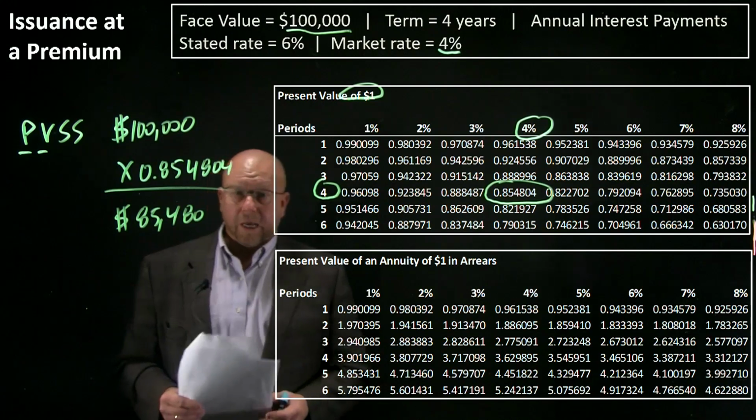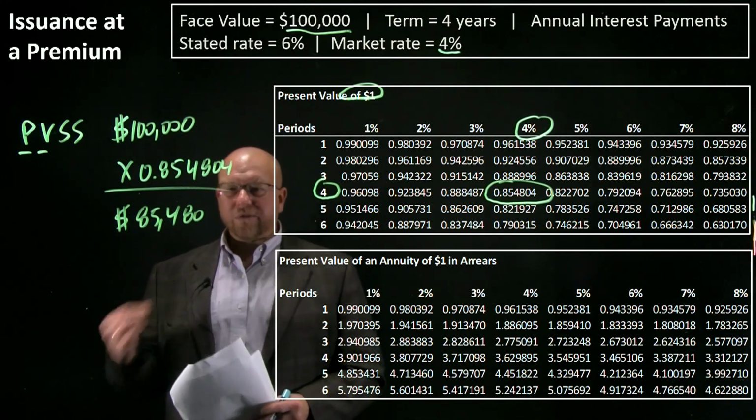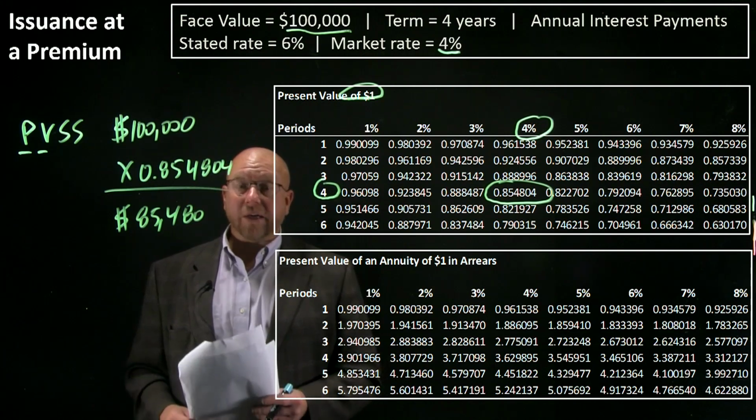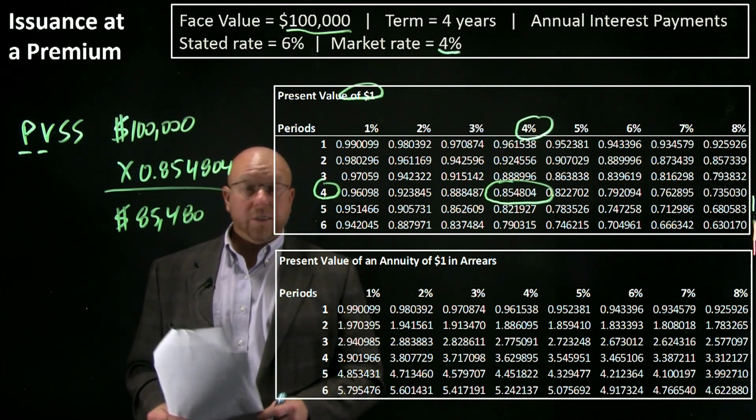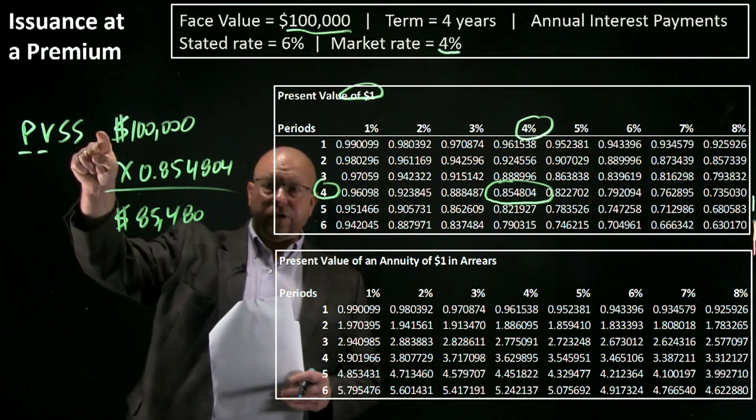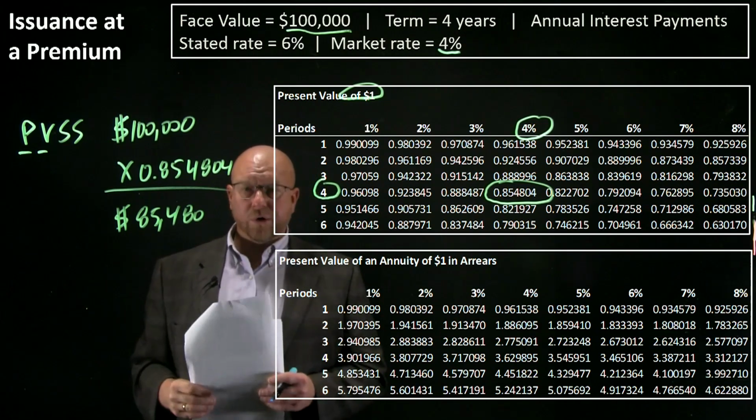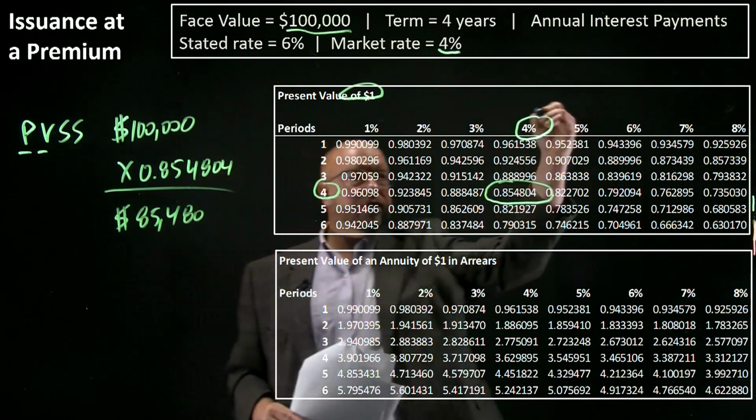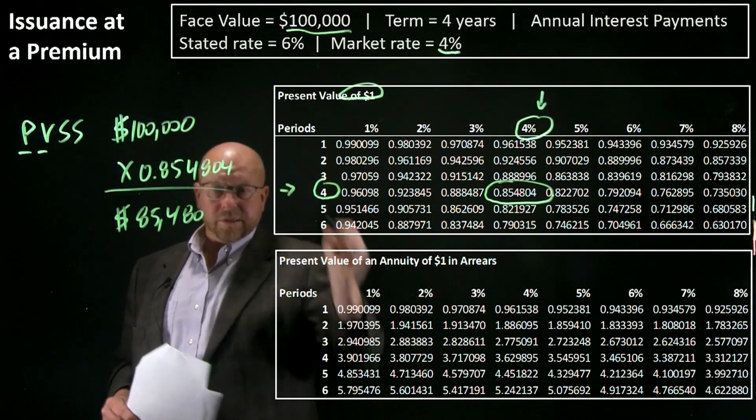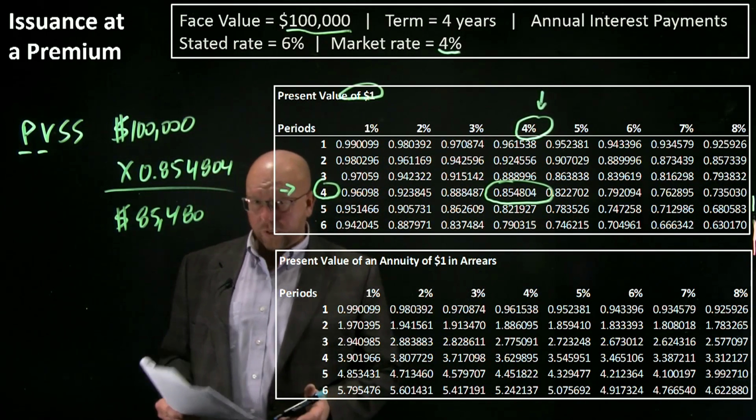I'd be neutral. Now, the reality is there's certainly a risk factor, and there are other maybe qualitative, non-financial factors that would play into the discussion. But what I want you to understand is that $100,000 in the future is worth $85,480 today if the market rate is 4% and if these bonds have a term of 4 years.